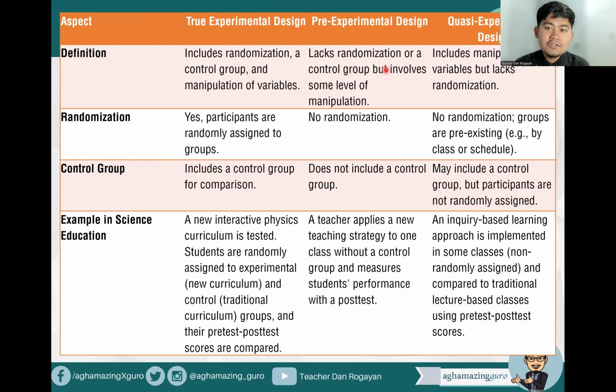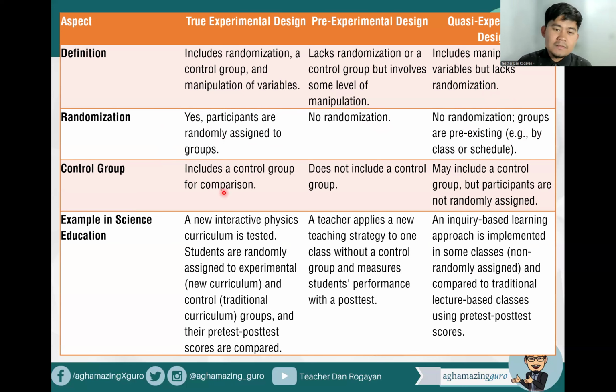While pre-experimental design lacks randomization or a control group, but involves some level of manipulation. While quasi includes manipulation of variables but lacks randomization. For randomization, yes, participants are randomly assigned in true experimental. No randomization for pre-experimental. No randomization for quasi. Groups are pre-existing, like by class or by schedule.